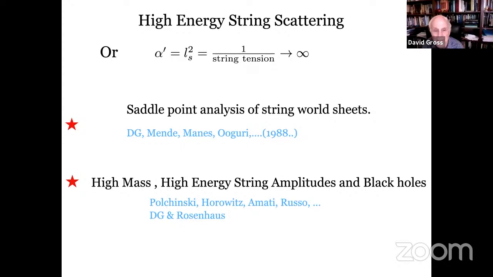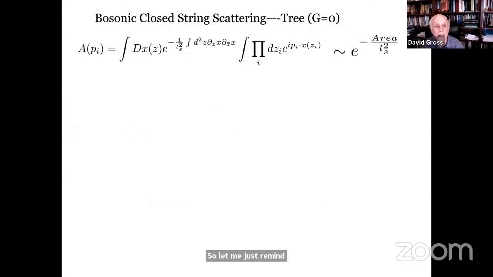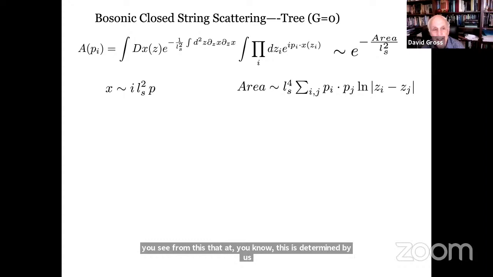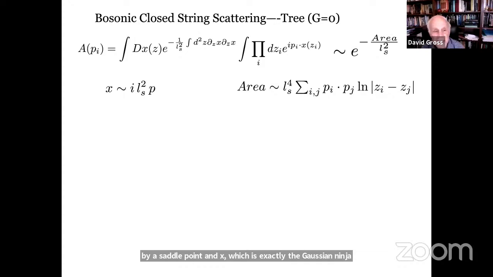So let me just remind you that this is the closed string amplitude, roughly in tree approximation, which of course is an integral, a sum over the exponential of the area of the world sheet in string length units. You see from this that it is determined by a saddle point in X, which is exact since it's a Gaussian integral, and X is actually increasing like the string length squared. So the string is expanding in this scattering as the string length or the energy goes to infinity, and so is the area.